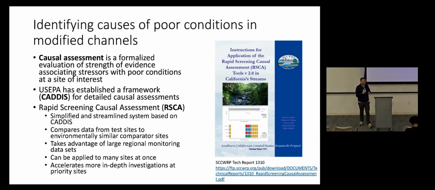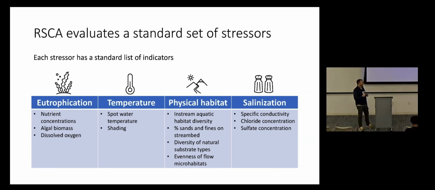When we look at RSCA, we're looking at a standardized set of stressors. The ones that we focused on are eutrophication, temperature alteration, physical habitat degradation, and salinization or elevated conductivity. We've standardized the indicators of those stressors. So these aren't all the things that can occur in a modified channel in California, but we do know from a lot of our past research that this covers a large number of the types of stressors we often find in our streams. But there are, of course, other things like invasive species or pesticides or other types of toxicants, as well as hydrologic alteration, which is a topic you'll hear about more in our next talk.